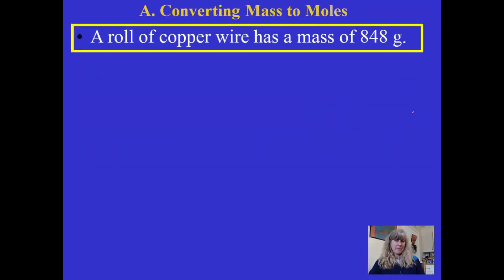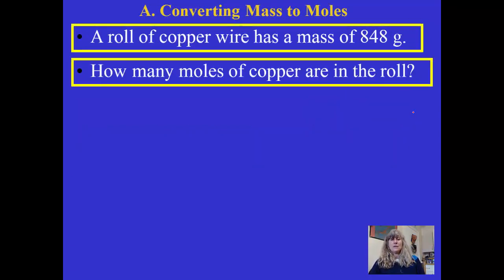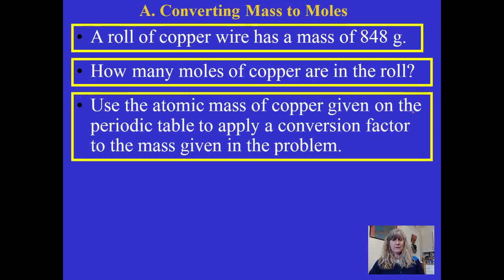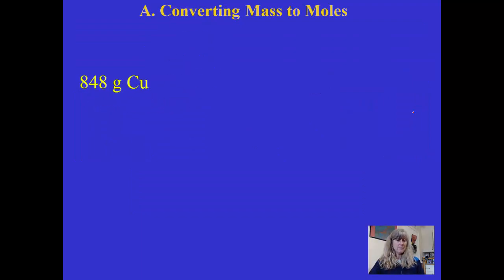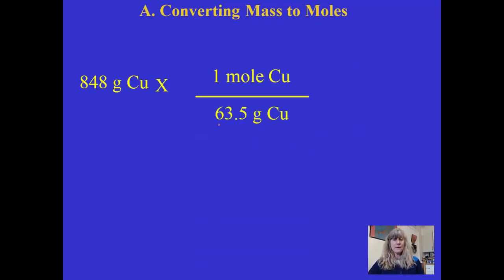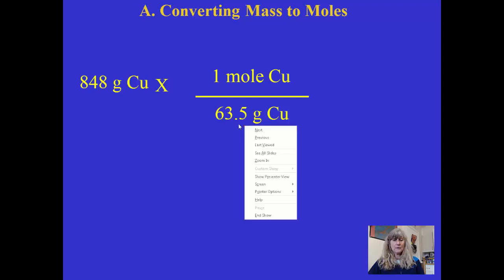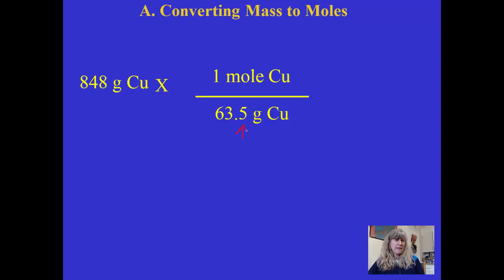Okay, so here we go. We have grams, just like you use zinc in the lab. This time they're using copper. So let's write down 848 grams of copper. And we want to know how many moles are in a roll of copper. So there we go. We look at the periodic table. We see on the periodic table the mass of copper is 63.5 grams per mole. I want you to carry everything out 1 decimal place on the periodic table. Next year when you're in AP, you can go to the nearest hundredths. But I want you to go to the nearest tenth.